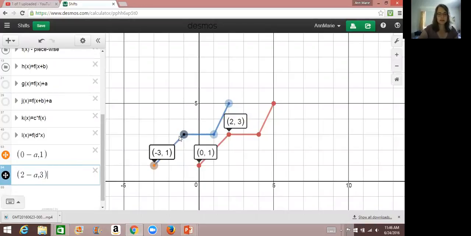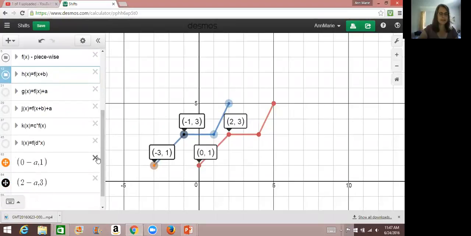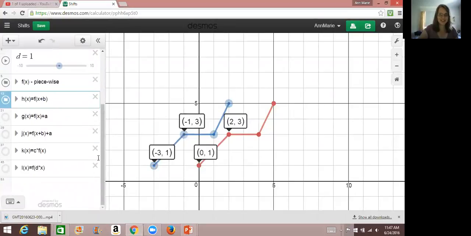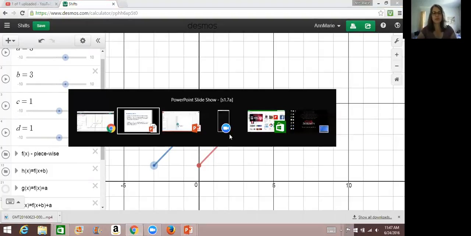Okay, you see what we're doing here? I'm just marking the points. All right, I am not going to beat that dead horse. I think you've got that. So, let me turn off those point labels.